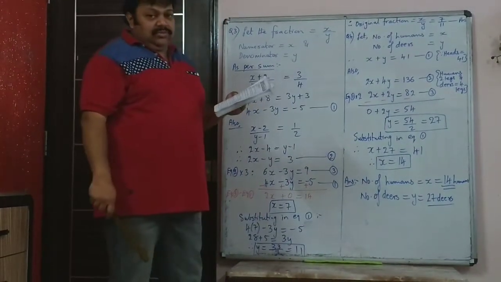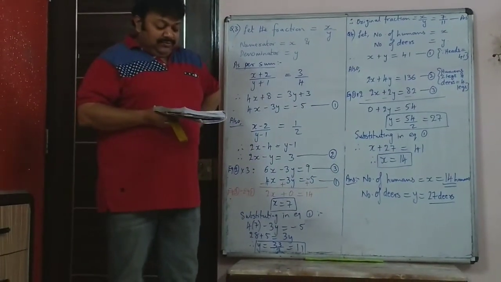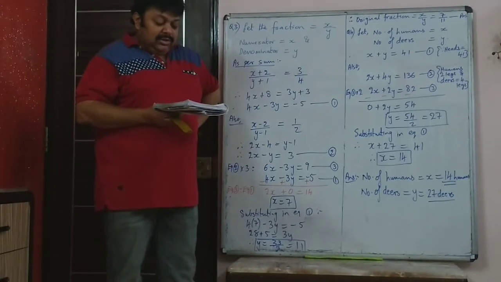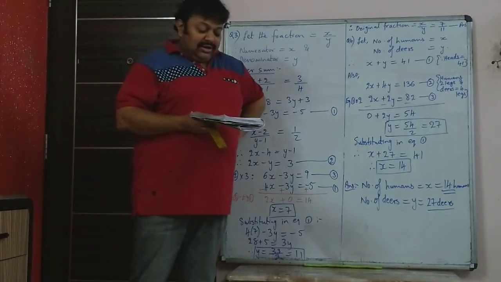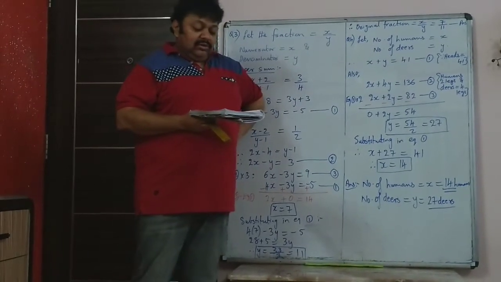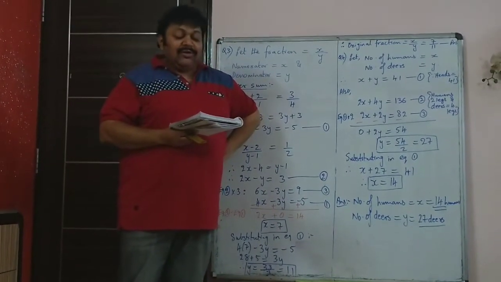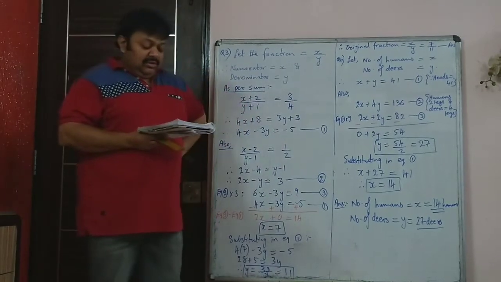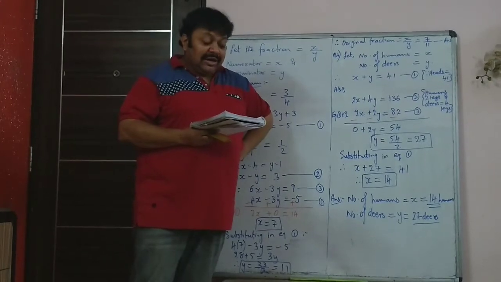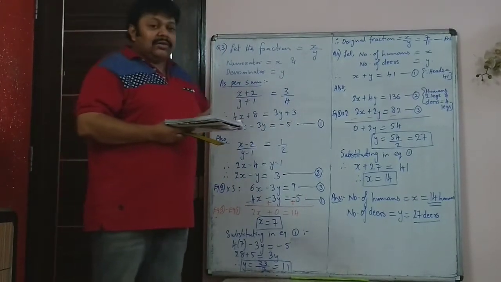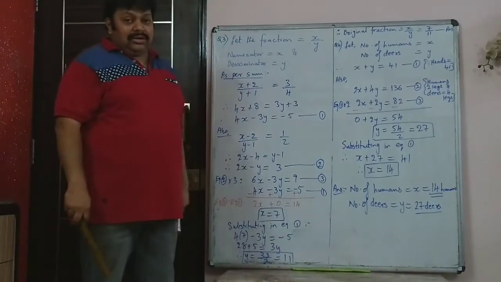Now fourth sum. In the fourth sum they say at a certain time in a deer park, the number of heads and the number of legs of deer and human visitors were counted, and it was found that there were 41 heads. It should be heads. The spelling mistake is that it is written as legs. It is heads. And 136 legs. Find the number of deer and human visitors in the park.